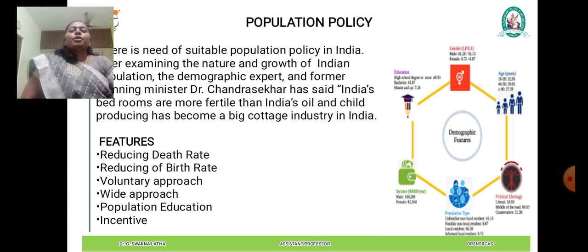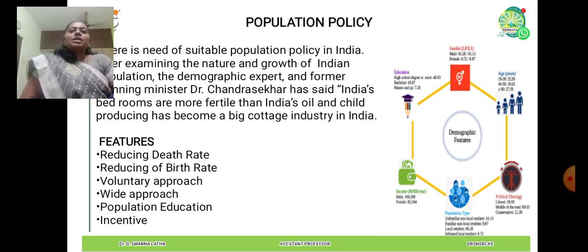Next, population policy. There is a need for a suitable population policy in India. After examining the nature and growth of India's population, the demographic expert and former planning minister Dr. Chandrasekhar has said that India's bedrooms are more fertile than India's soil and child producing has become a big cottage industry in India. Next, we can see the features of India's population policy.